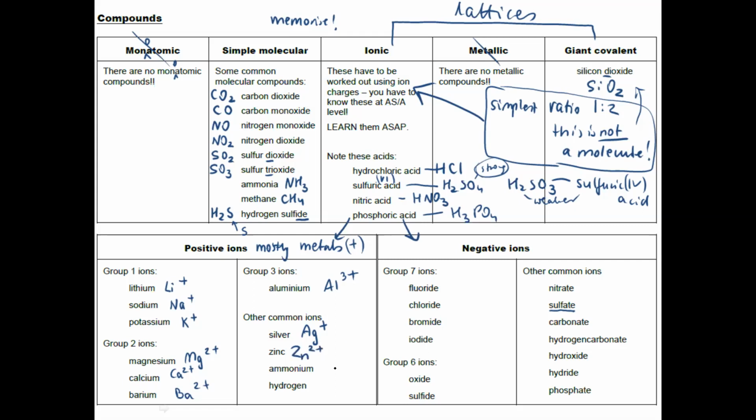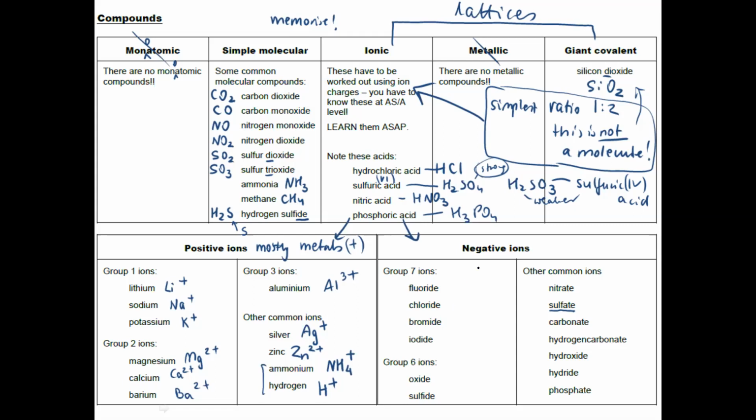And ammonium ion comes from ammonia, but instead of NH3, it's got an extra H+. So it's NH4+. You need to memorize this. And hydrogen is just H+. So you can see they're mostly metals, except for these two are non-metal ions.